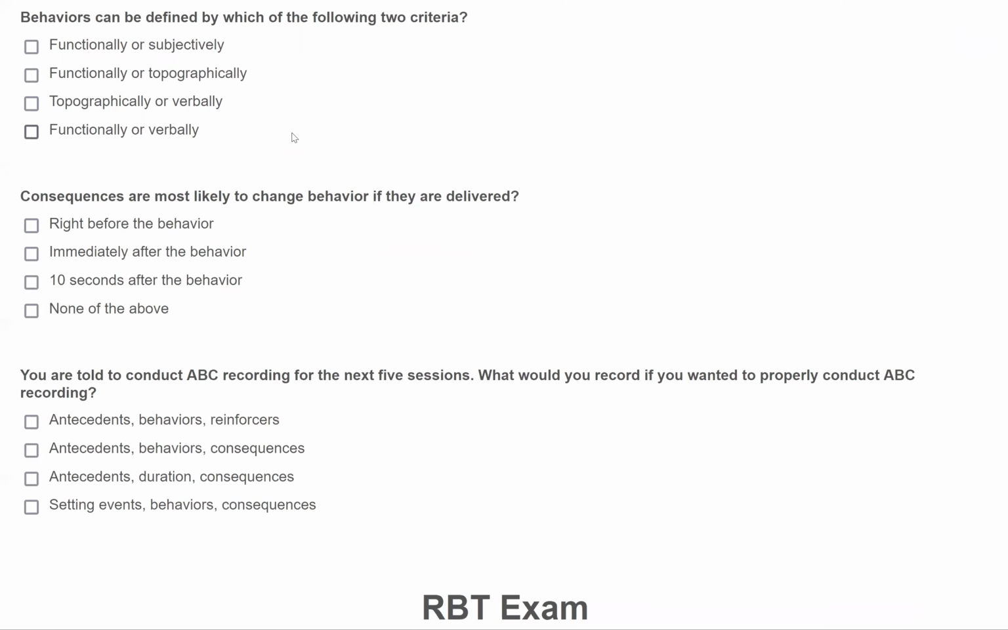So behaviors can be defined by which of the following criteria? A, functionally or subjectively. Functionally, yes. We just talked about subjectivity though, right? We don't want to be subjective. It's not your opinion. What happened? B, functionally or topographically. Functionally, absolutely. Why did the behavior occur? Most important part. Topographically, important as well. What does that behavior look like?